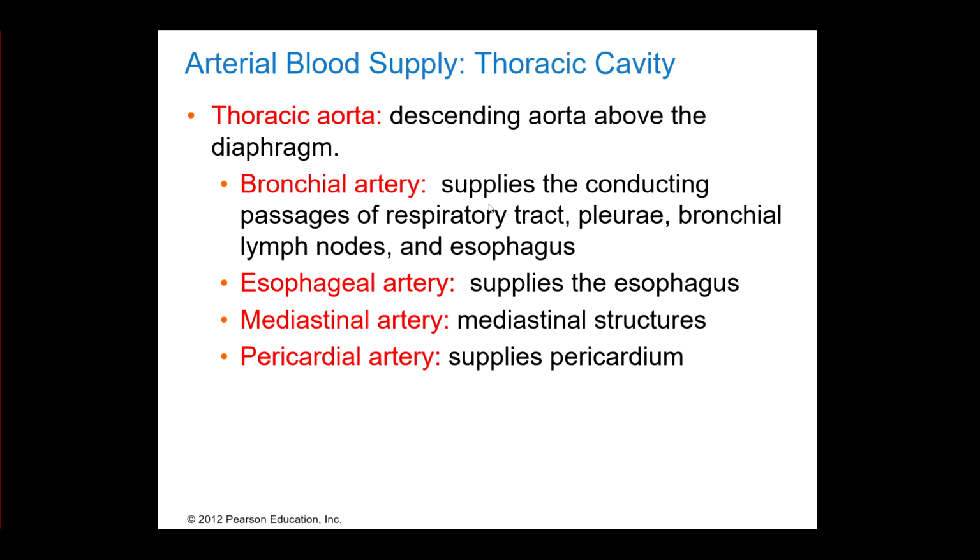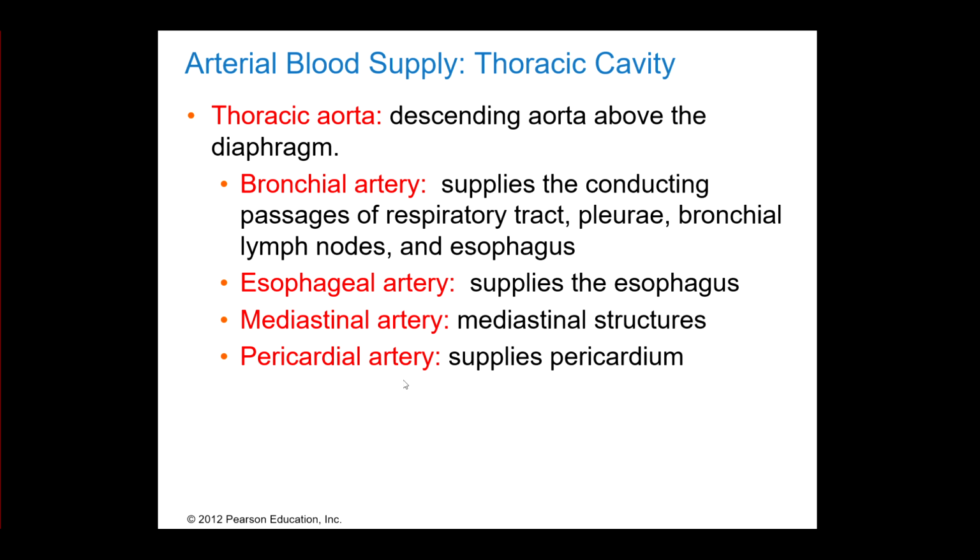So the thoracic aorta has a bunch of different arteries that come off of it that you're probably not going to see on the models that we have, but the names kind of tell you where they go. For instance, the bronchial arteries, if you think about it, are probably going to the lungs, where they're going to supply a lot of the respiratory tract, the pleura, which surrounds the lungs, the bronchial lymph nodes, and the esophagus. The esophageal artery, you can probably guess, goes to the esophagus. The mediastinal artery goes to the mediastinum, and then the pericardial artery is going to go to the pericardium.